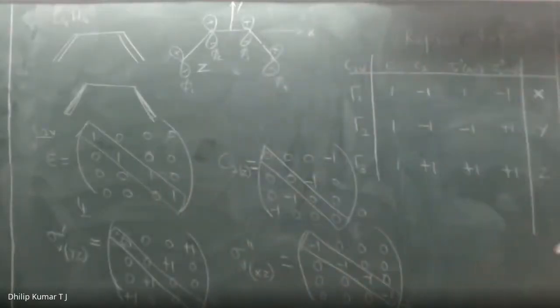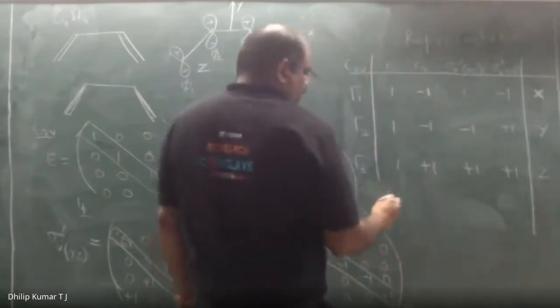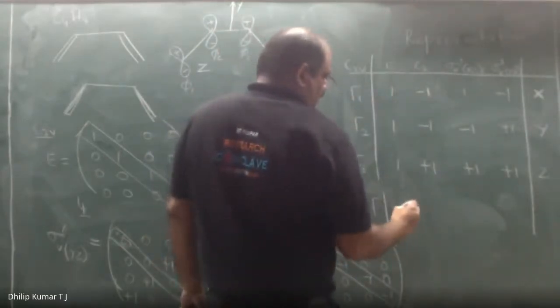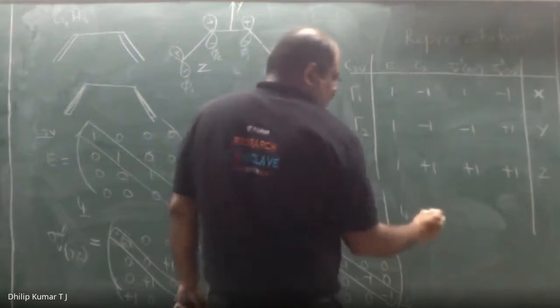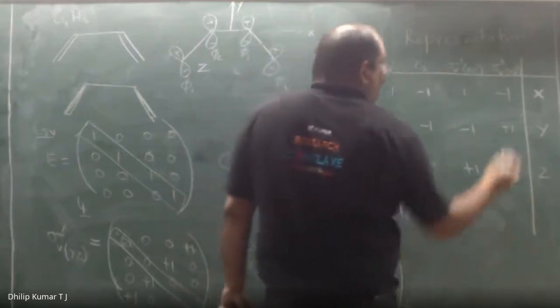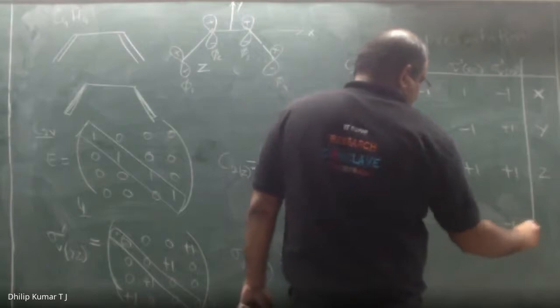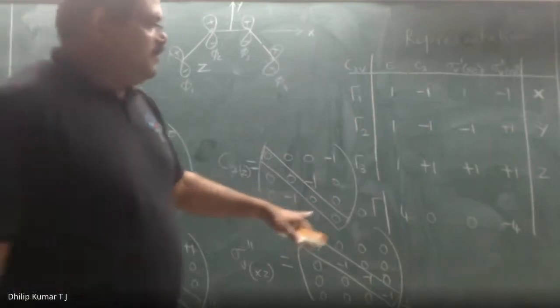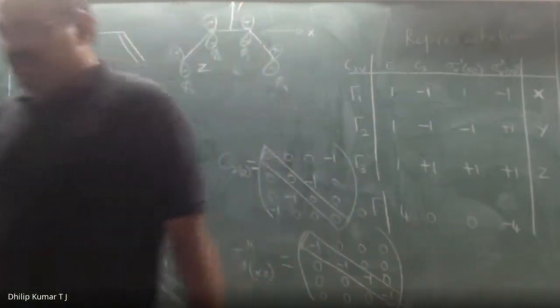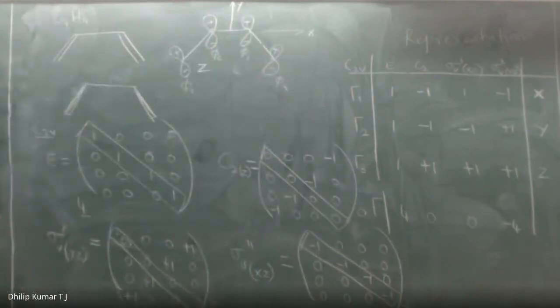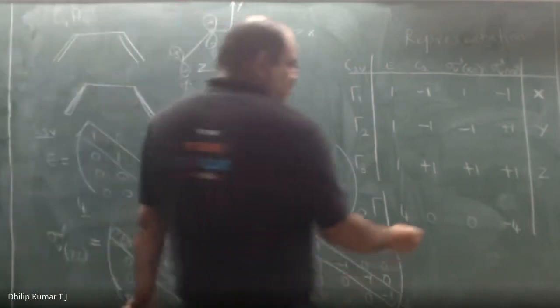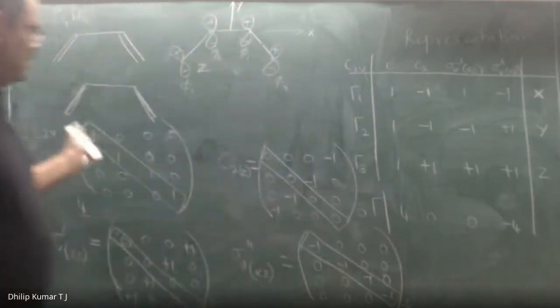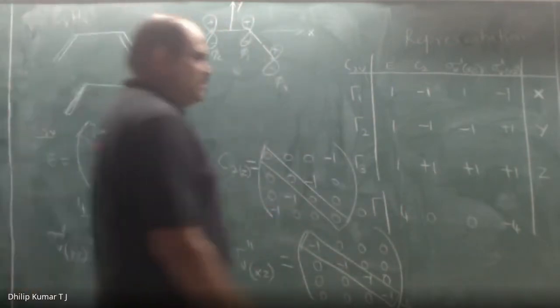So we have considered C2V. You can write the basis as 4 for E, 0 for C2, 0 for sigma V prime, and 4 for sigma V double prime. So based on the matrices, we wrote it and then we are summing it up, right? So we have got 4, 0, 0, minus 4. If you write like this, it is called a reducible representation. Because the dimension is very high, we can reduce it further. So this is called a reducible representation.